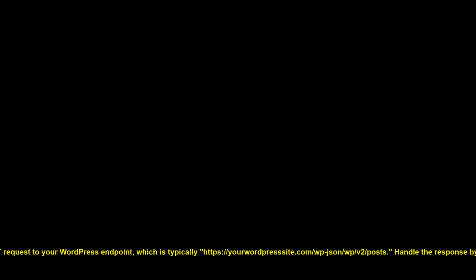Use the fetch API to make a GET request to your WordPress endpoint, which is typically https://yourwordpresssite.com/. Once the data is available, update the posts state with the fetched data. Set up a try-catch block to handle potential errors during the fetching process. After the data fetching logic is complete, return some JSX to display the posts. Map through the posts state and return individual post elements, displaying the title and content.